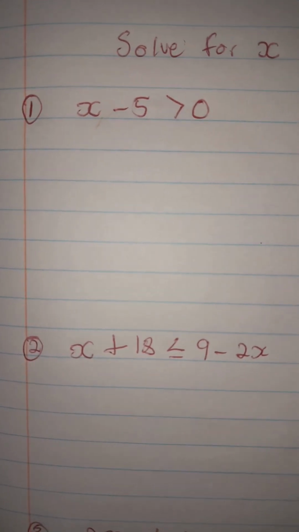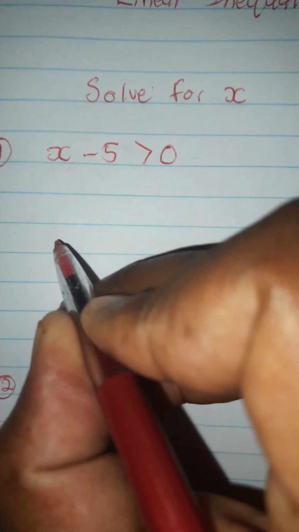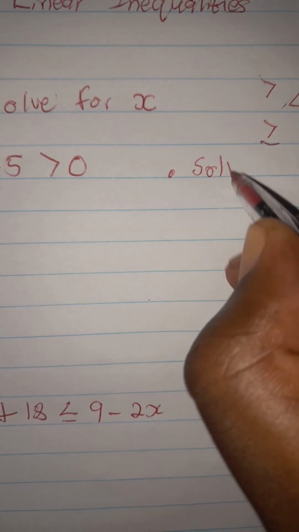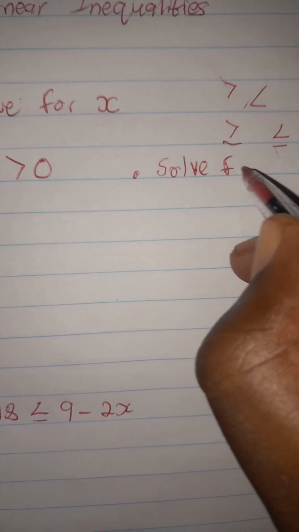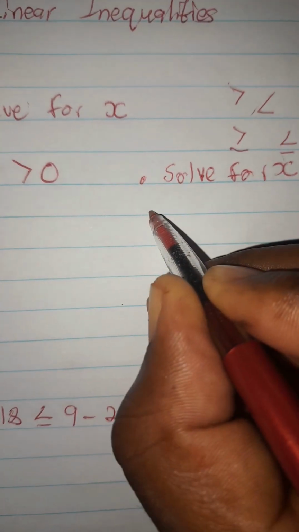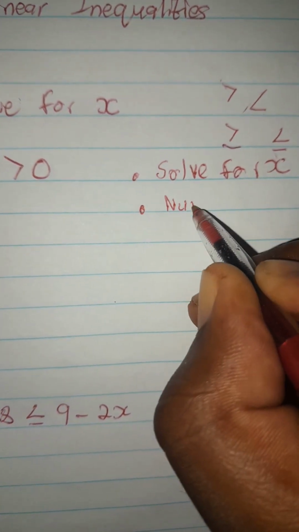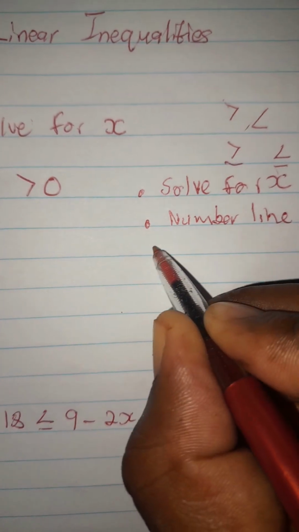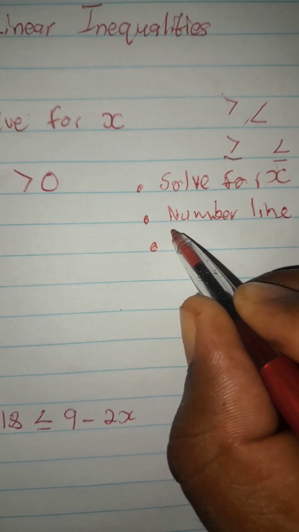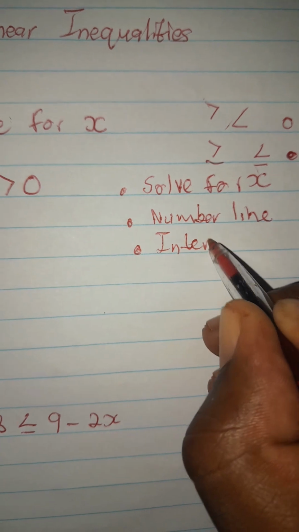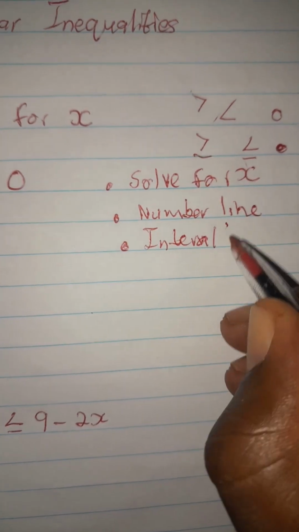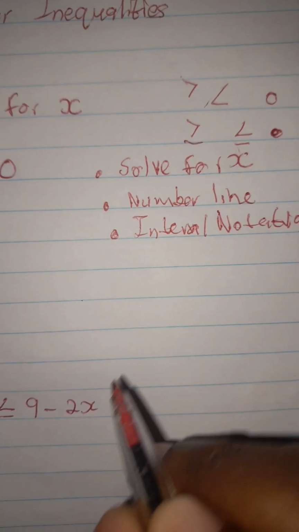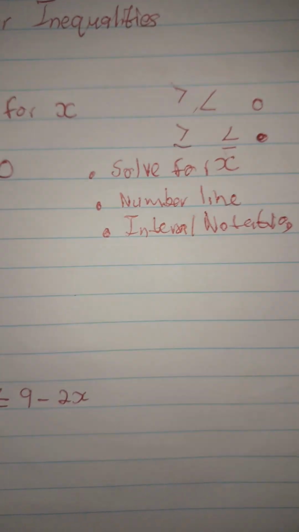First things first, let's work out this linear inequality. The first step will be to solve for x. Second step, you consider the number line, illustrating your answer on a number line. Third step will be writing it in interval notation. I know my writing is ugly, but we need to follow the steps.